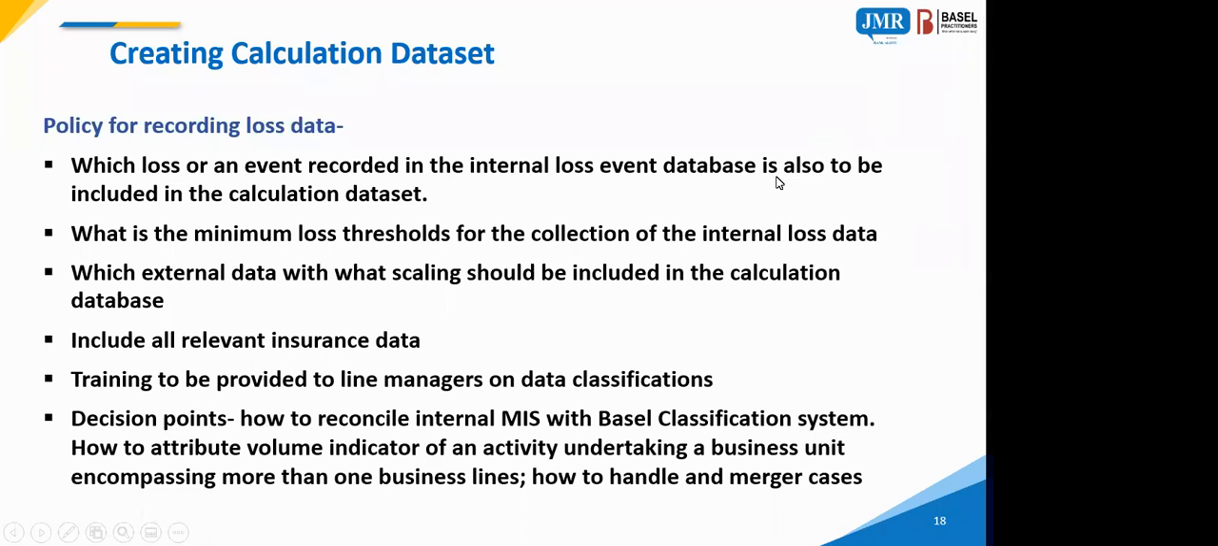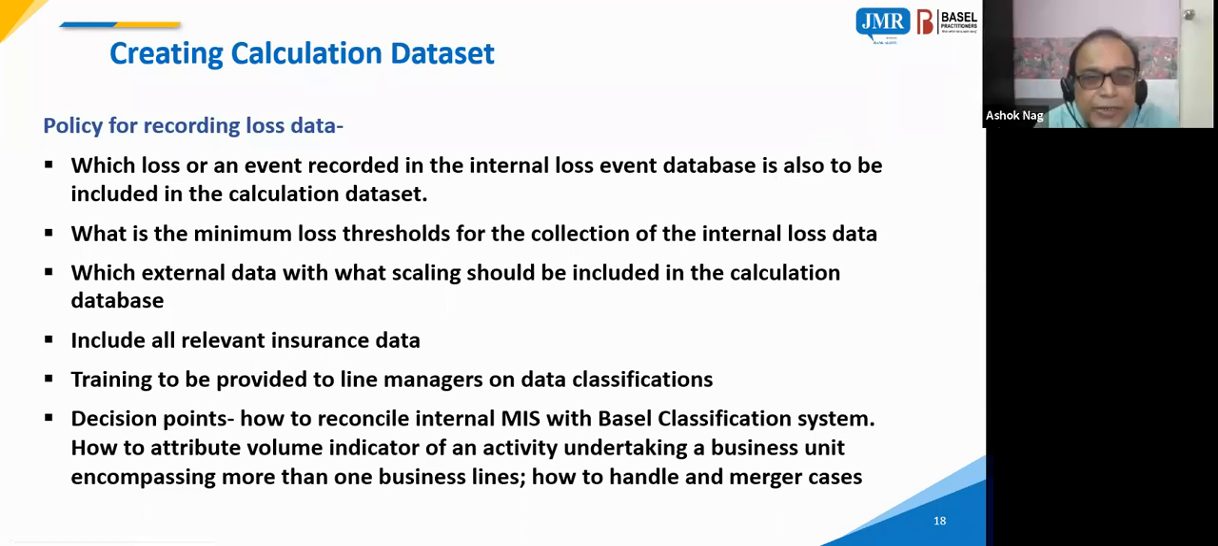So this is creating calculation data sets, the policy for recording loss data. The first thing is, what should be the threshold? I do not want to have a loss of 100 rupees or $500 or $200 or $300 recorded for some reason or other. I have to have a threshold, and losses below the threshold should generally be reported in aggregate fashion.